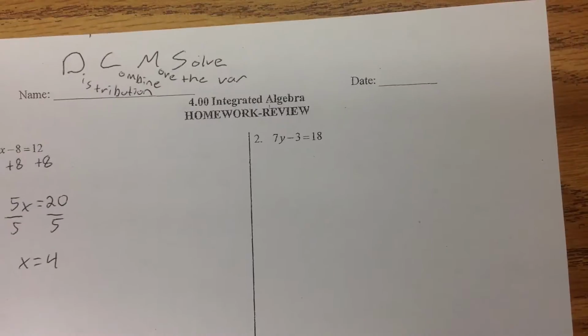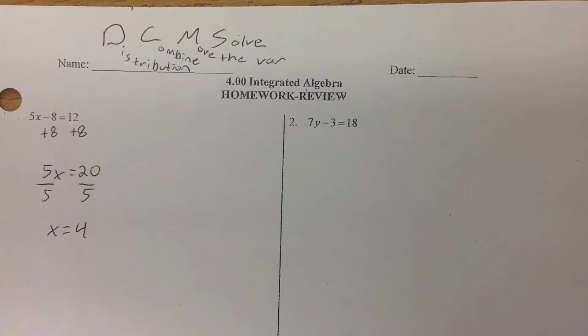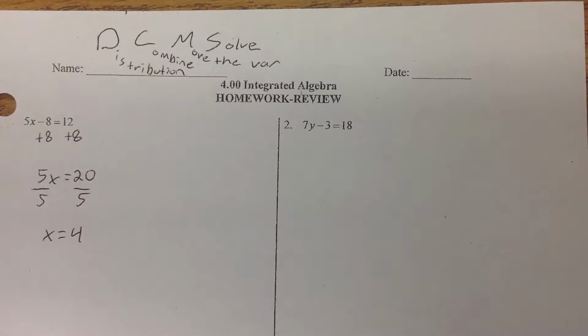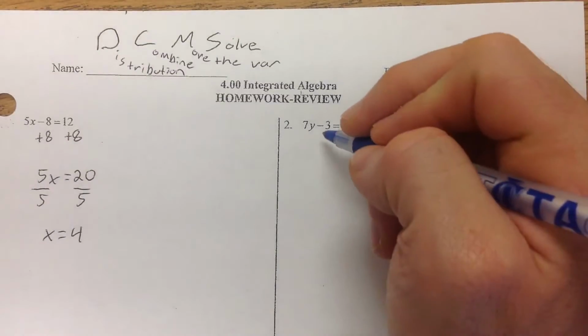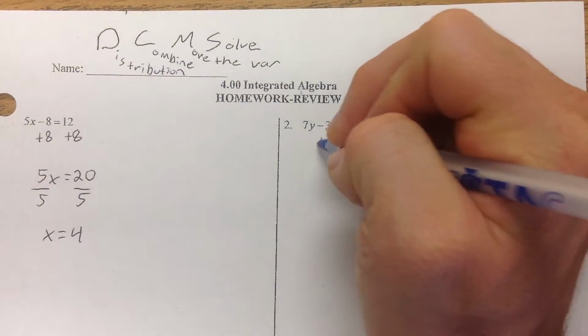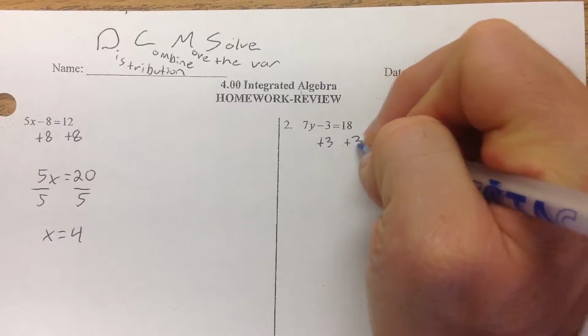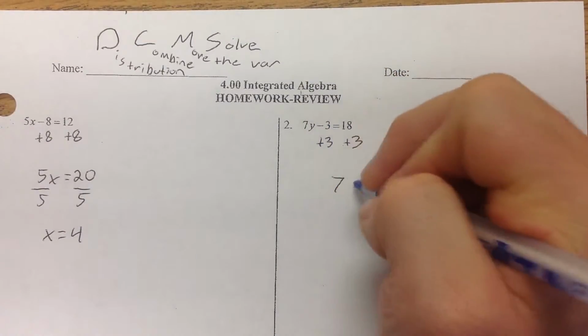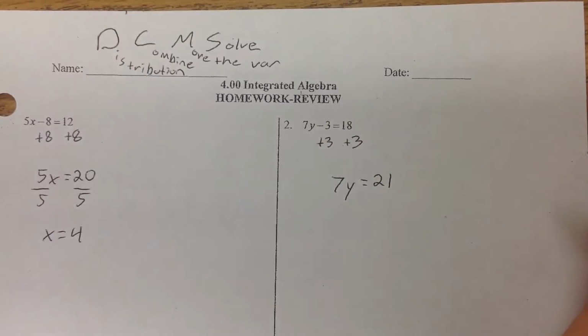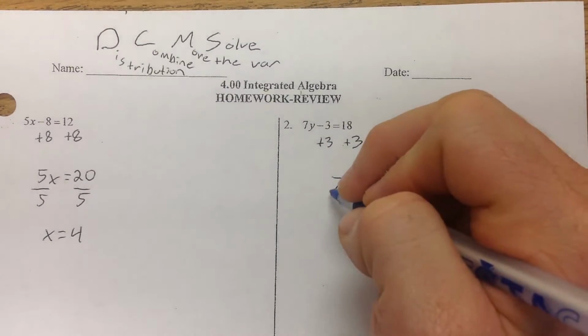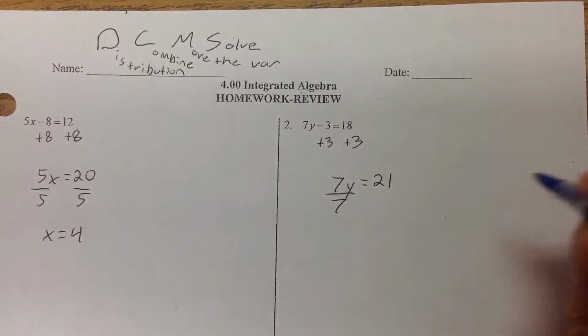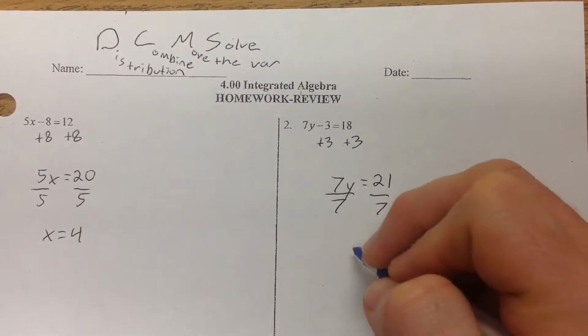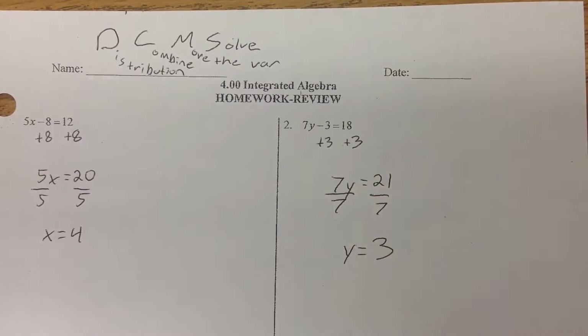Okay. So number 2, same exact problem, only different numbers. Here we've got to subtract 3, so the opposite is to add 3. All right, so you're going to end up with 7y equals 21. The opposite of multiplying by 7 is dividing by 7, so y equals 3.